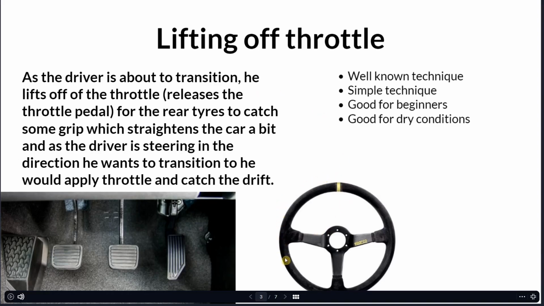So what we would do is, in this technique, we would lift off the throttle for the rear tires to catch some grip, and as they catch some grip, we're going to start counter steering for the other direction that we're going to transition to in our drift. And basically, that's how you use this technique. It's a very simple technique, and as you would catch the drift for the other side, in our case this left corner, you would modulate the throttle and you would catch the steering angle for the drift towards the left side. It's a well-known technique, it's a simple technique, good for beginners, and it's good for dry conditions too.